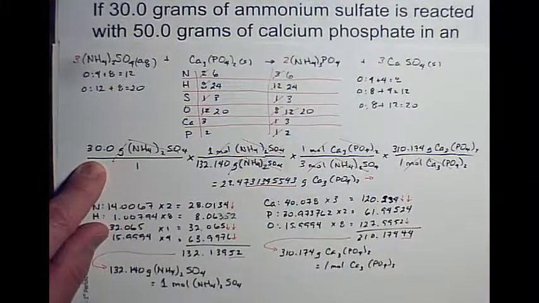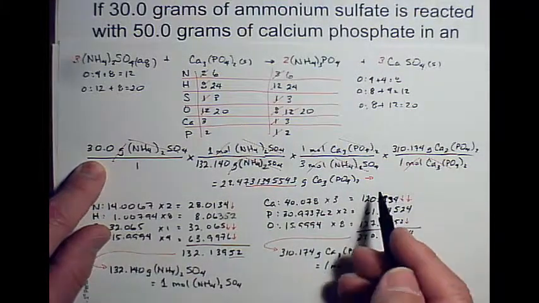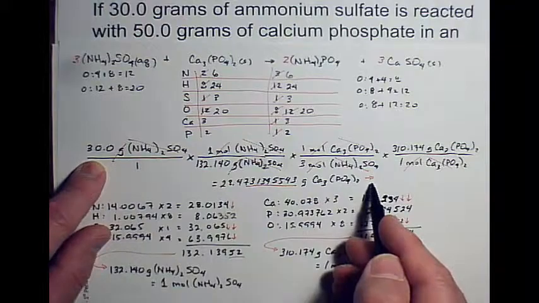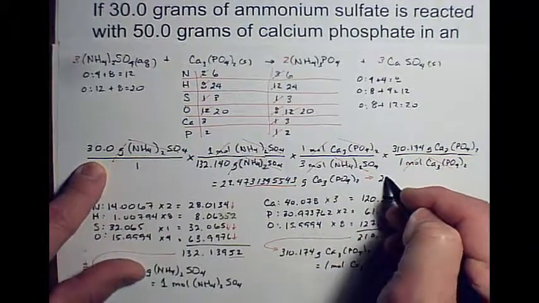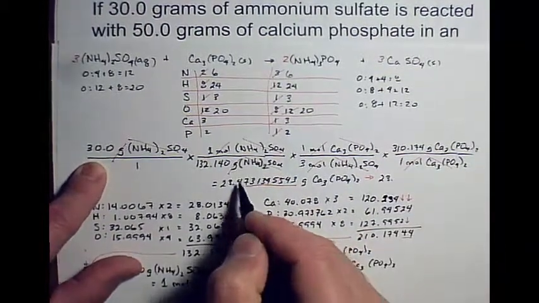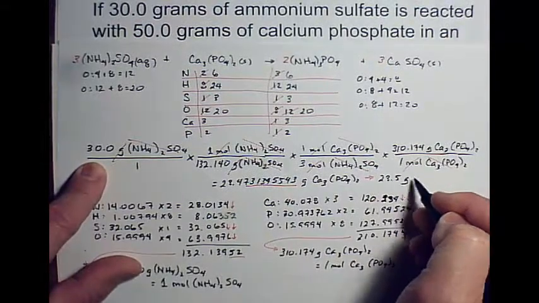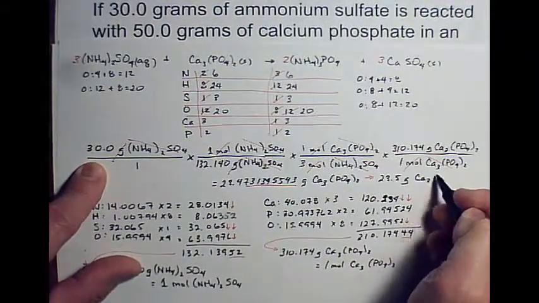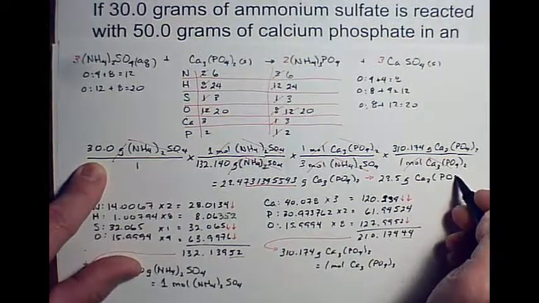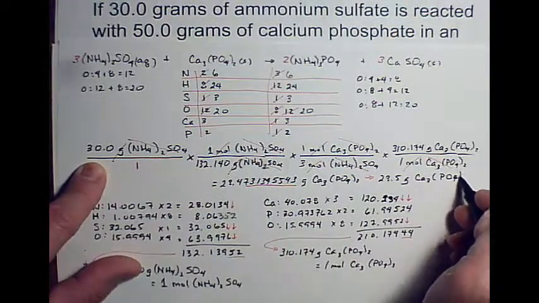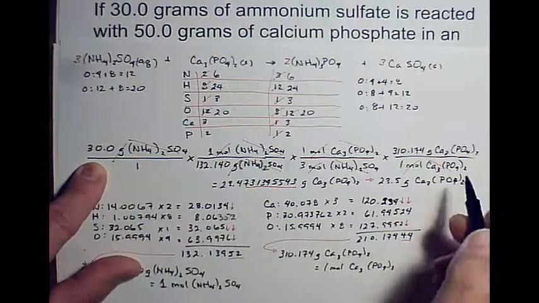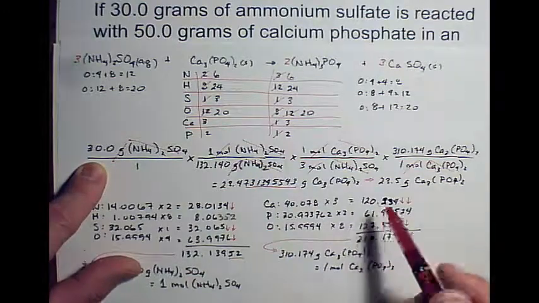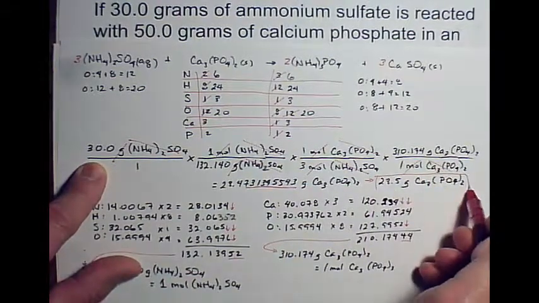You underline the insignificant digits, draw an arrow to show that we're rounding off. That's the only acceptable operator to show you're rounding off. 23.5 makes the 4 round up to a 5 grams of calcium phosphate. And that number is what we're going to compare to our starting amount.